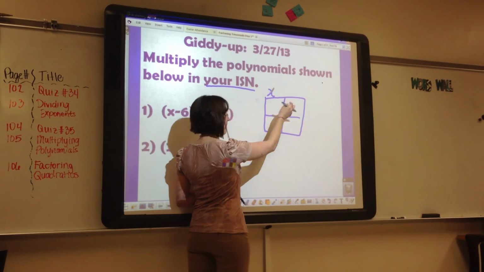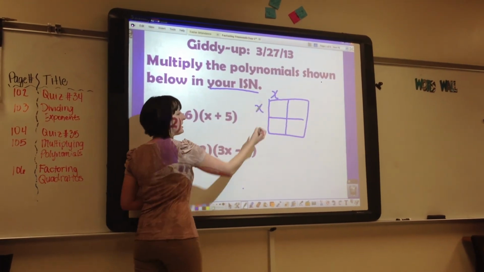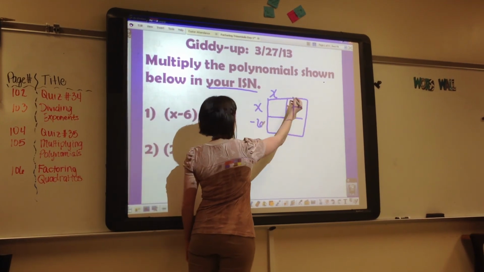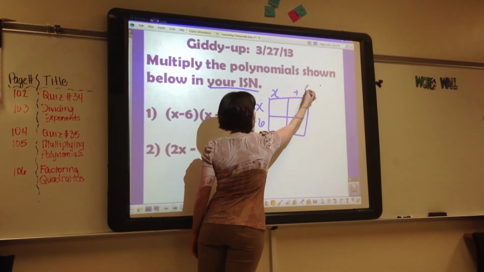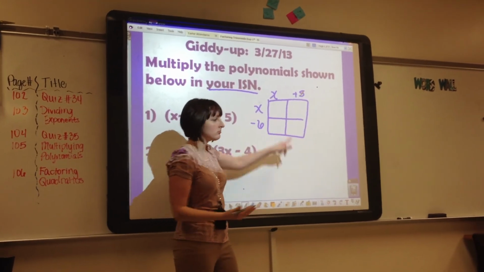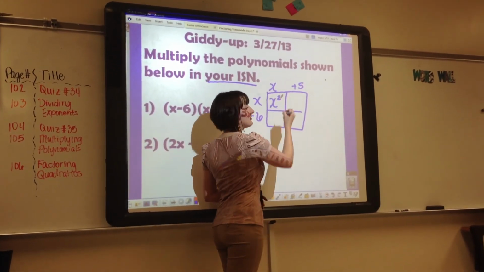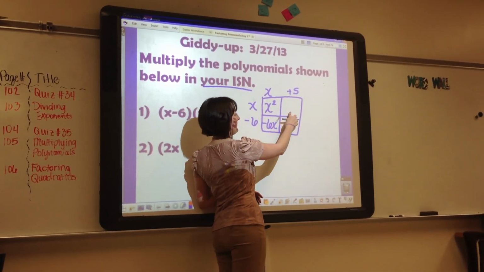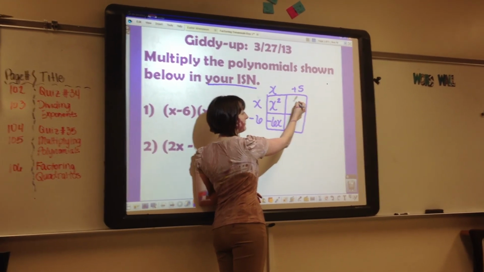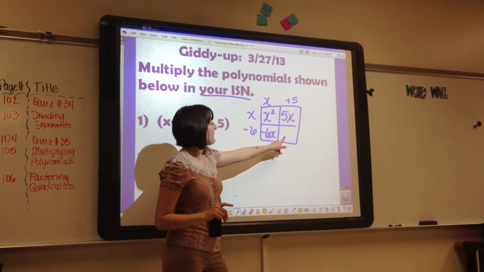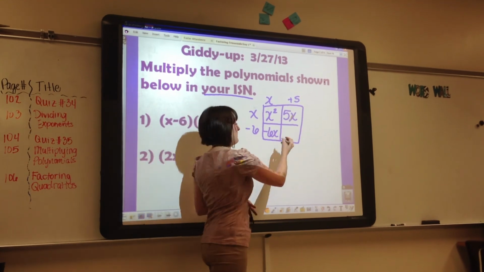X. What do I put here? Tell me what to put. That one's minus 6. Negative 6 is bottom, and 5 is top. What goes in this box? X squared. Negative 6x. Here, 5x. We're multiplying, not adding. Gotta remember that. Here, negative 30.